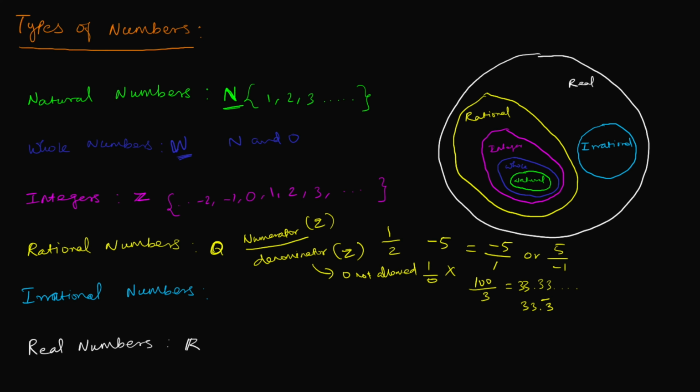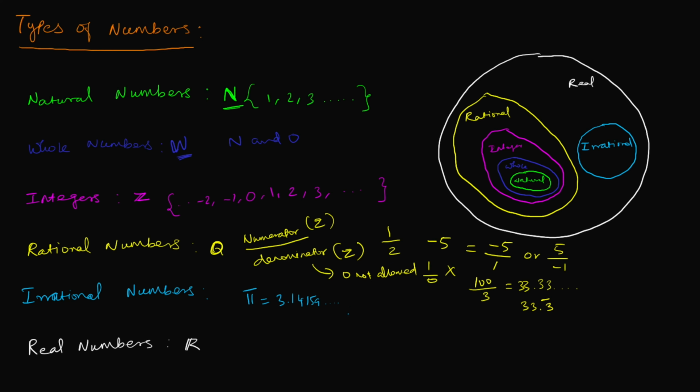Next type of number that we have is irrational number. Irrational numbers are any numbers that we cannot express using this fractional representation. So for example, if we take a number like pi, the value of pi is 3.14159, and it goes on forever. And this is not going to have any repeating pattern either. So this type of number are called irrational numbers.